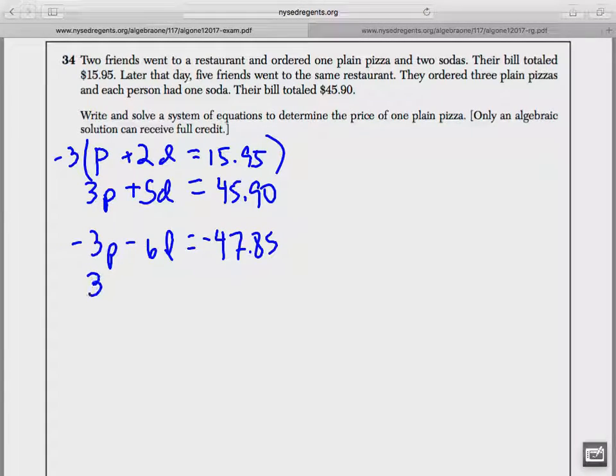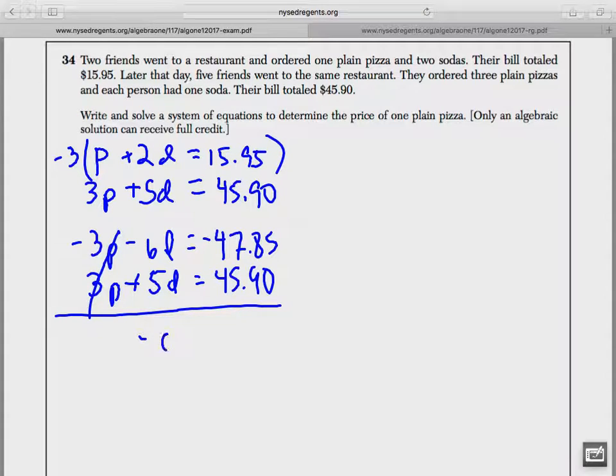And then 3p plus 5d is equal to 45.90. Negative d equals, adding those up, negative $1.95. And then dividing by -1, the cost of the drink is $1.95. So I got that set up.